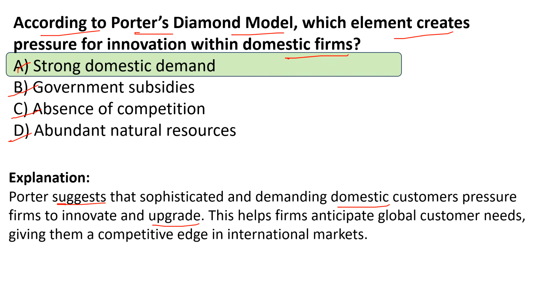If domestic customers are demanding a particular product more and more, then firms need to upgrade those products. This helps firms anticipate global consumer needs, giving them a competitive edge in the international market. That is how firms can grow and be competitive in the market. Clear? So strong domestic demand is the correct answer.